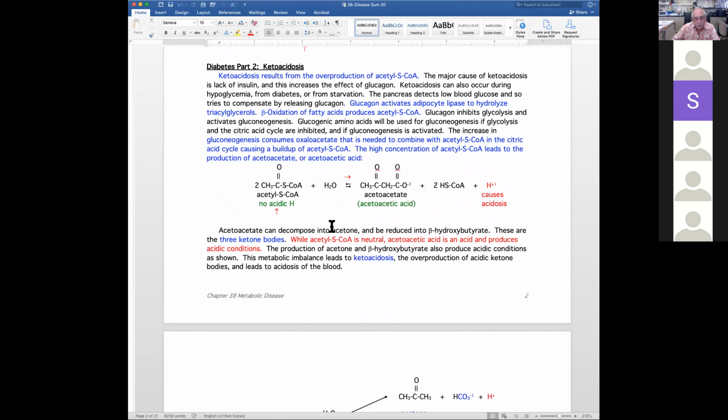So here's the ketosis part. So here's acetyl coenzyme A. The carboxylic acid isn't there because it's a thioester. So there's nothing acidic on this. When you hydrolyze it off, you might get acetoacetate, which is an acid. So most carboxylic acids at physiological pH are going to be ionized like this. So where this one had no acidic hydrogen, this does. It produces hydrogen. So that's acidosis. So the more ketone bodies that you make, the more acidosis you have.